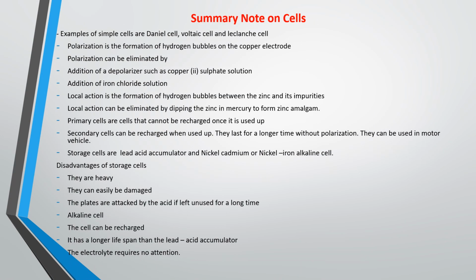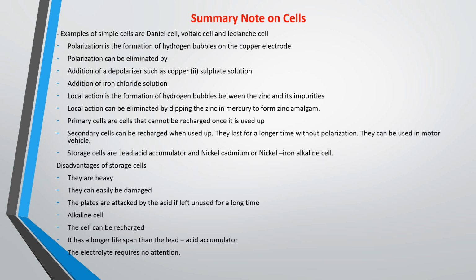Okay, so this is summary information that you need to know, and it summarizes all that I've discussed so far. Examples of simple cells, as I've said before, are the Daniell cell, the Voltaic cell, and the Leclanché cell. Polarization is the formation of hydrogen bubbles on the copper electrode. The copper electrode is the positive plate of the cell.